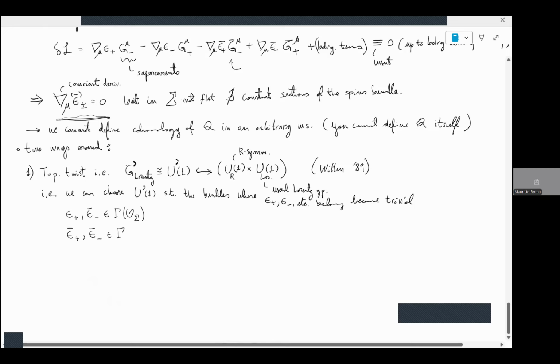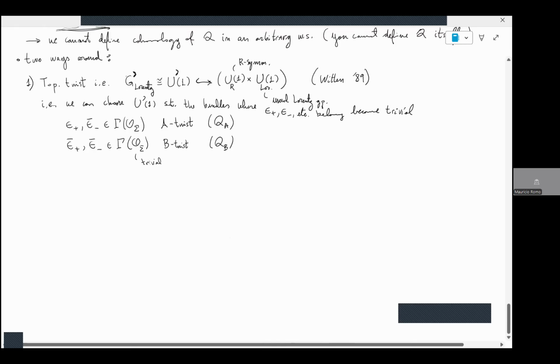So they are sections of O epsilon. This is the trivial bundle. This is what's known as the A twist, because this will make QA well defined in every worksheet, and this is called the B twist. This is one option. This is one thing you can do.